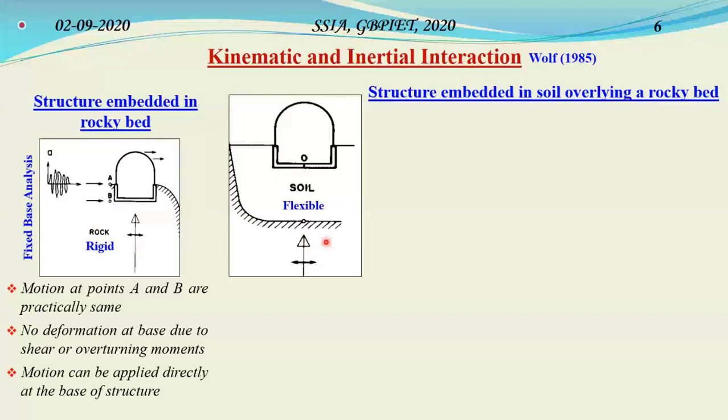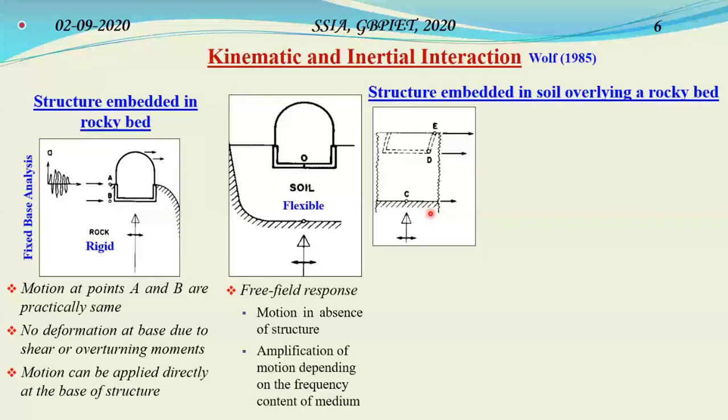In this particular condition, let us first assume that we do not have any structure. So we have the rock bed over which the input motion is incident. This input motion travels from this rock bed to the top of the soil at the ground surface. The soil being flexible, it changes the characteristics of the motion, and whatever response we get at the ground surface is called the free field response, or in other words, it is the motion in absence of any structure.